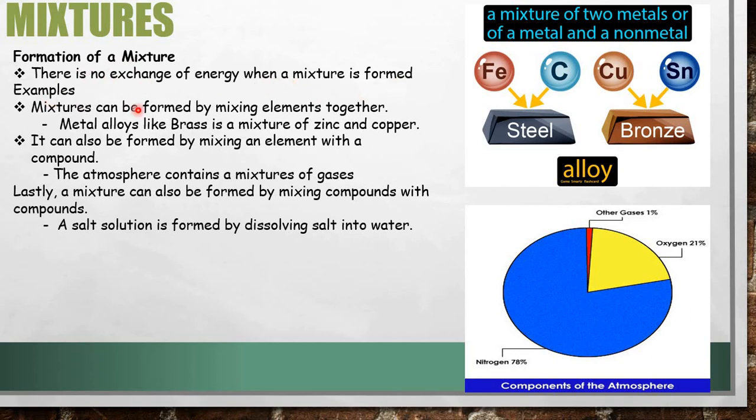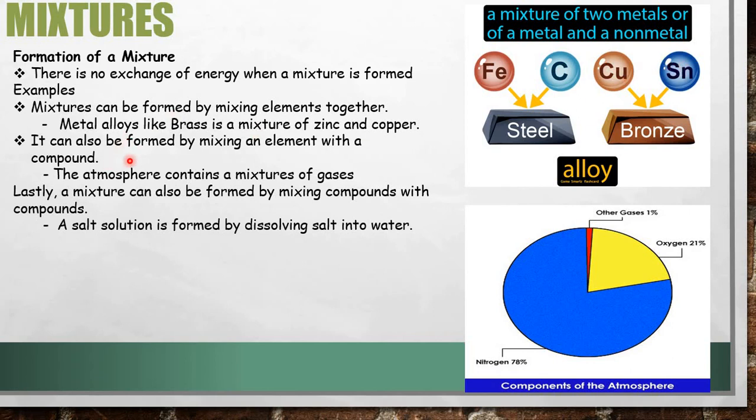A mixture can be formed by mixing elements together. Let's say the metal alloys, like brass. Brass is a mixture of zinc and copper. So this is an alloy. Steel is a mixture of iron and carbon. Bronze is a mixture of copper and selenium.